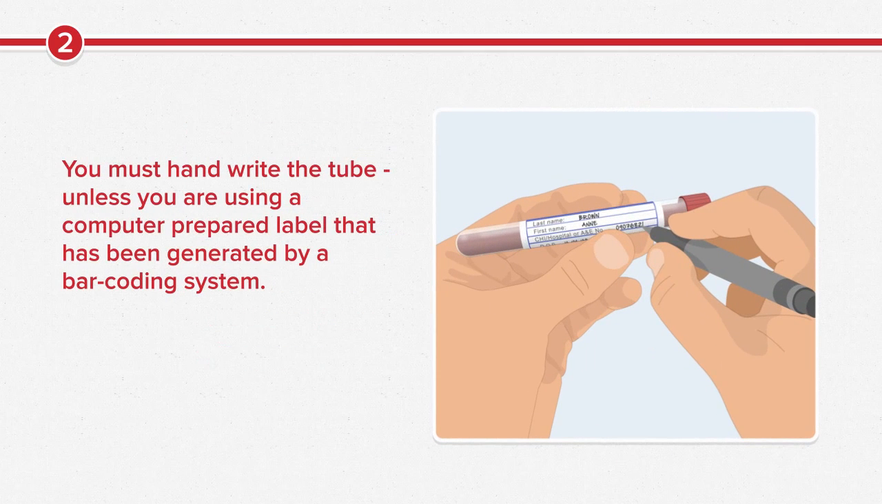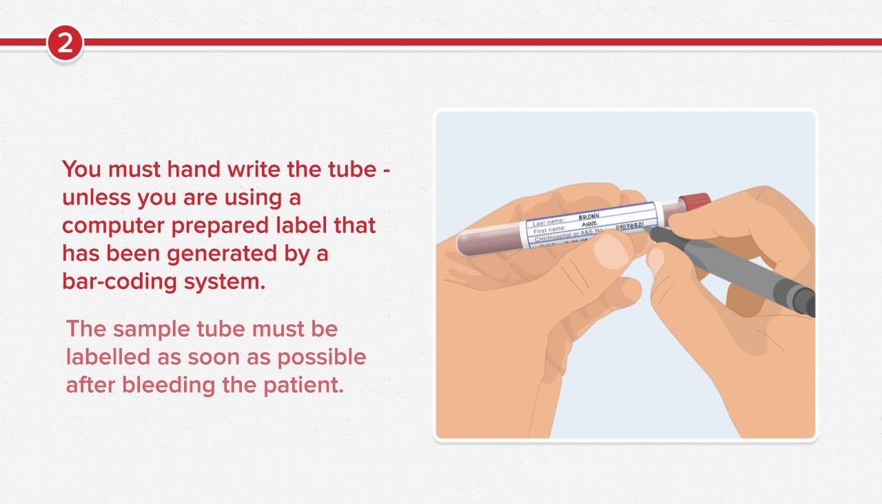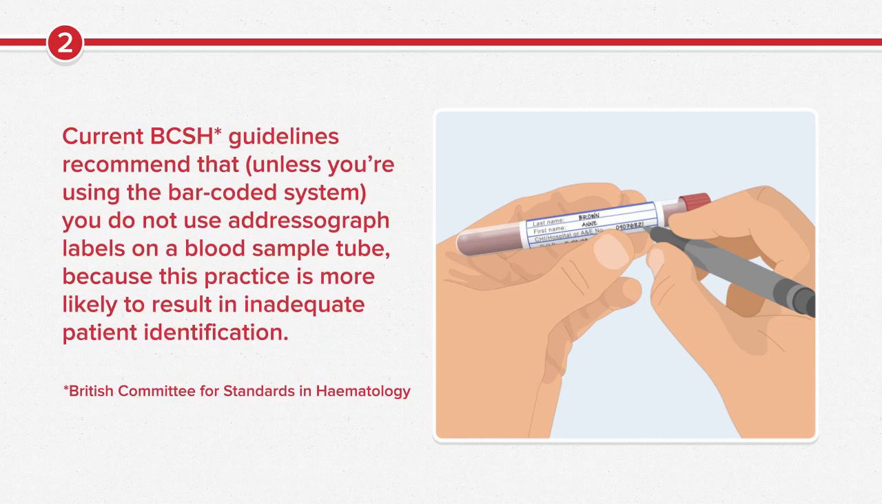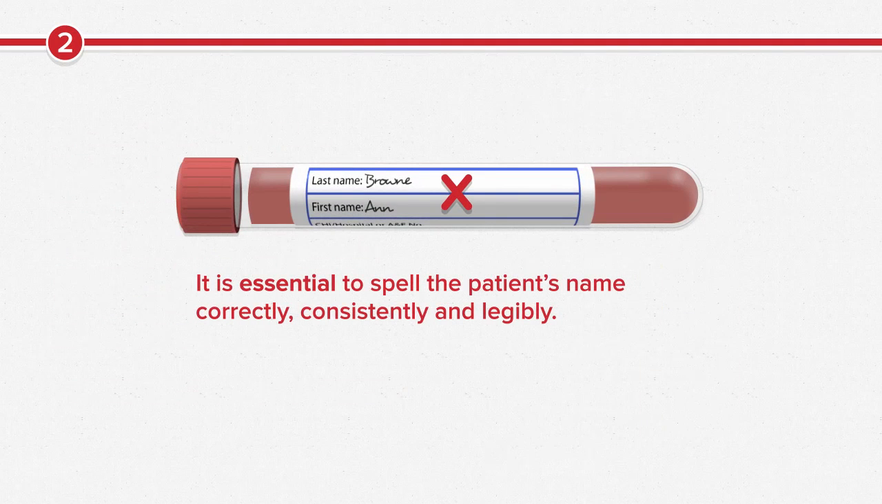You must handwrite the tube unless you are using a computer-prepared label that has been generated by a barcoding system. The sample tube must be labelled after bleeding the patient. Current BCSH guidelines recommend that, unless you're using the barcoded system, you do not use addressograph labels on a blood sample tube, because this practice is more likely to result in inadequate patient identification. It is essential to spell the patient's name correctly and consistently, and to write legibly.